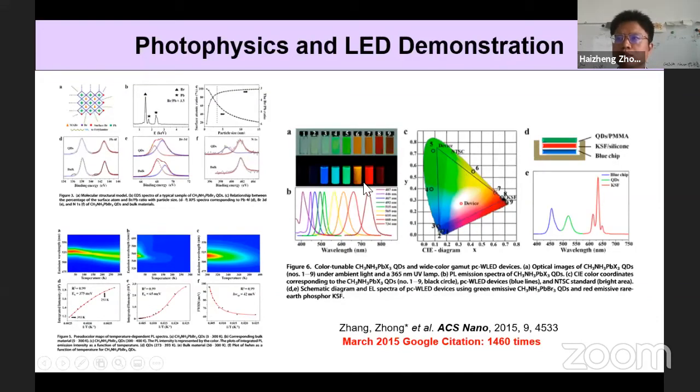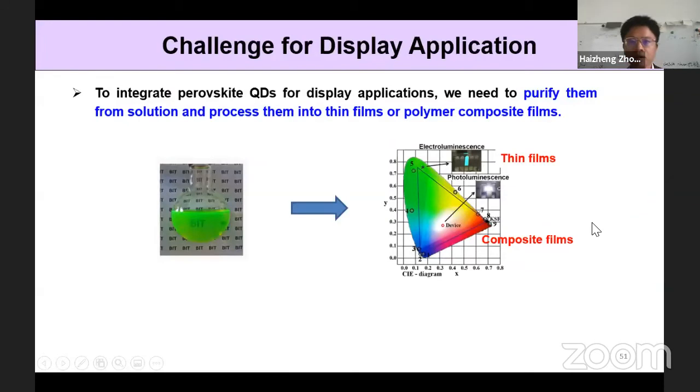We also explored the incorporation of these perovskite QDs into polymer films, and we demonstrated the first LED devices with a wide white color gamut by combining green perovskite QDs with KSF as a red phosphor. After that, we wanted to explore the use of perovskite QDs for display applications.